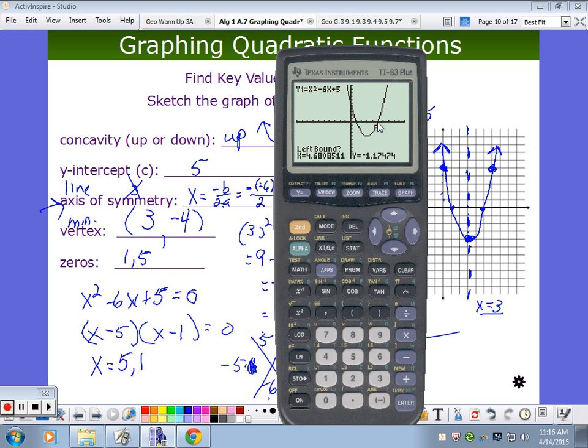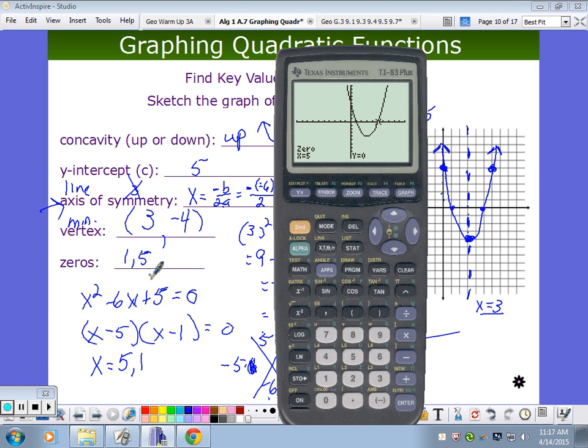When I want the left bound for this, I have to get my little spider over there. See how it's a little bit to the left of that zero? Press enter. When it says right bound, I'm going to move a little bit to the right. When it says guess, press enter. Here's the other one. Did I find the right zeros? Okay, questions on that? This is a really handy little thing. Did you do it with me? No. See, you got to do it with me.